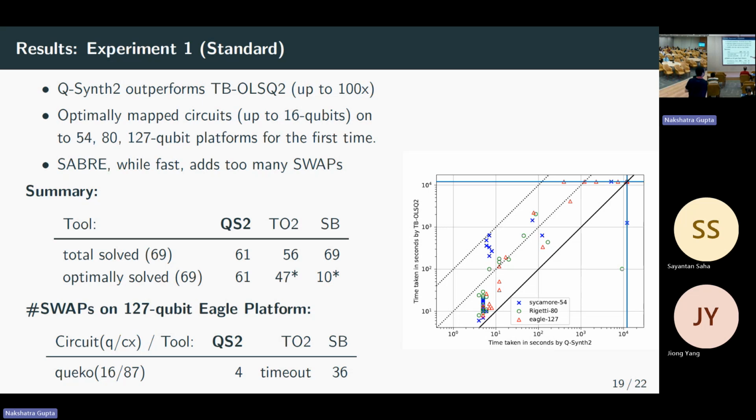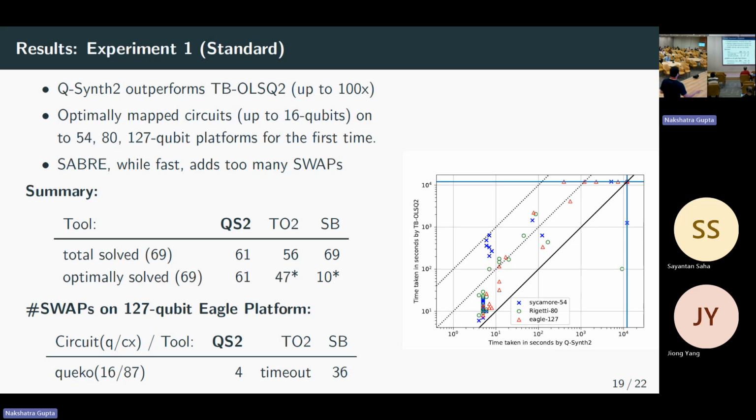And here is a summary. We have 69 instances in total. Our tool solves 61 instances, all of them optimal. TB-OLSQ2 solves 56, of which 47 are optimal, but it doesn't know. Whereas Sabre solves all of them, but only 10 of them are optimal. Of course, it doesn't know.